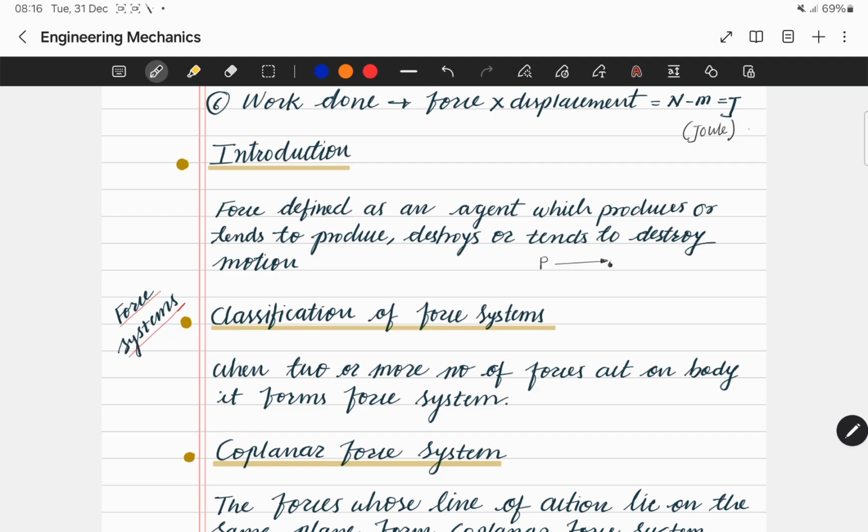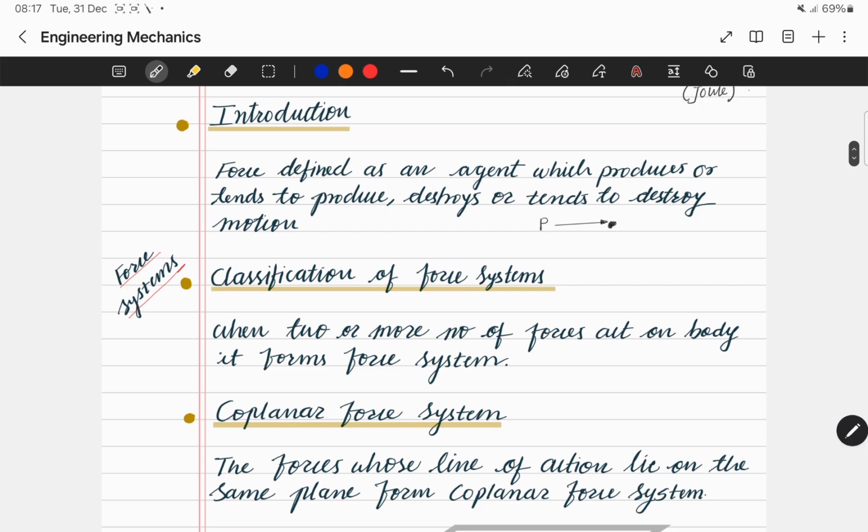So this is the point of application of the force, and the force is shown by an arrow and represented by P. So this is how we show the force.